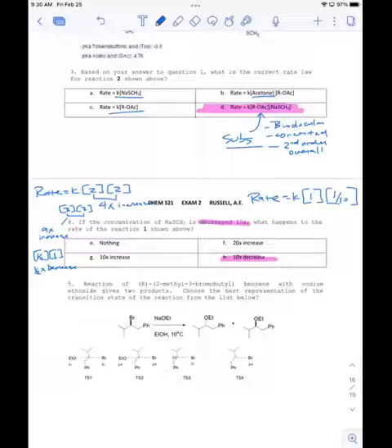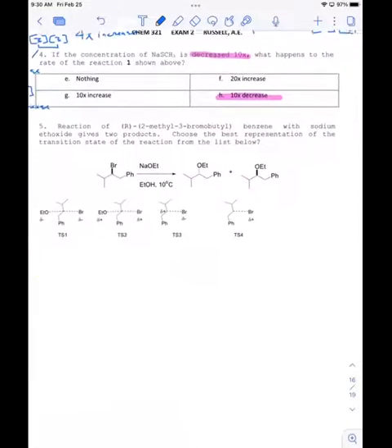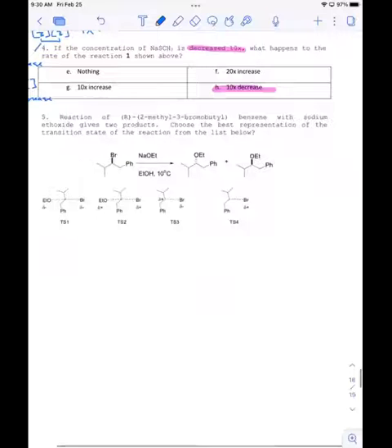All right. Let's go to the next question then. It says reaction of R2-methyl-3-bromobutylbenzene. That's the start material right here. With sodium methoxide, that's my nucleophile. Gives 2 products. Choose the best representation of the transition state from the list below.